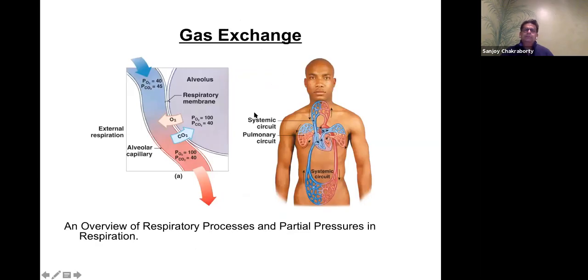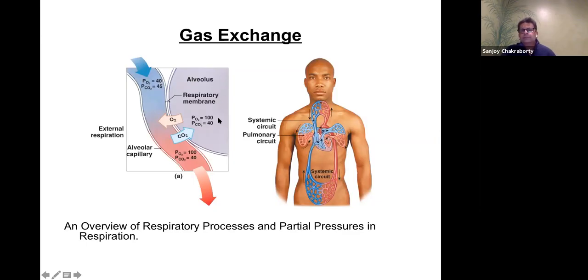This is taken from another book, that's why the oxygen appears as 100. So 100 or 105 is fine. This is the alveolus, and that's the volume coming up from the heart. Again, the oxygen pressure is 40, and carbon dioxide is 45.